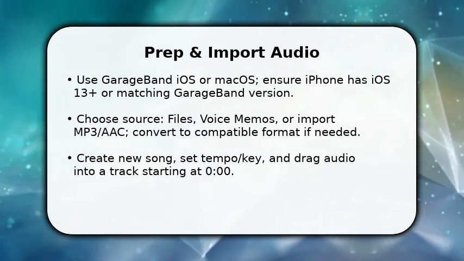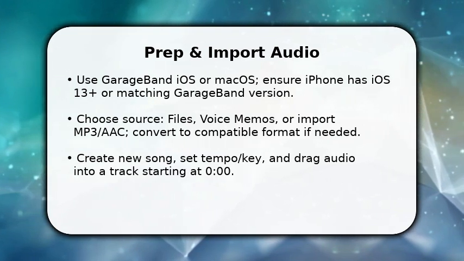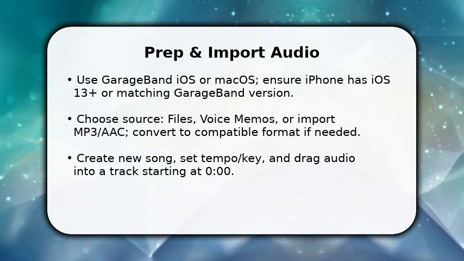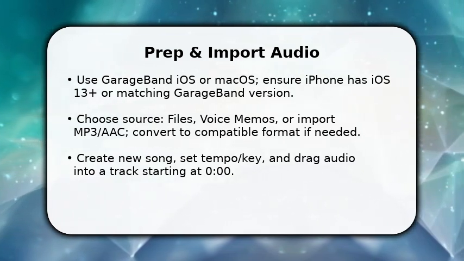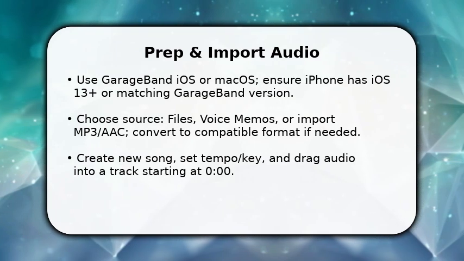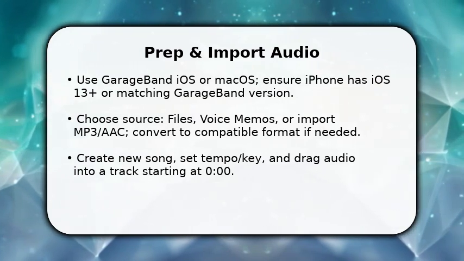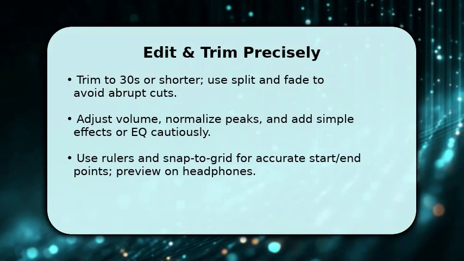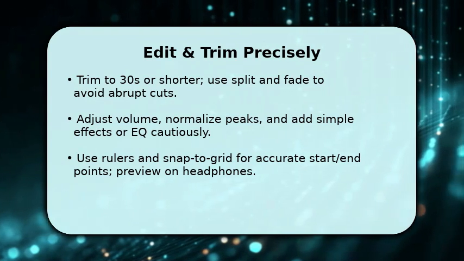Once the audio is in, align the clip at the beginning of the timeline and set the song settings to 30 seconds or less for iPhone ringtone compliance. Make sure to set correct tempo and key if you plan to add loops or pitch changes, so transitions remain natural. Next, you refine the ringtone by trimming, fading, and balancing levels.